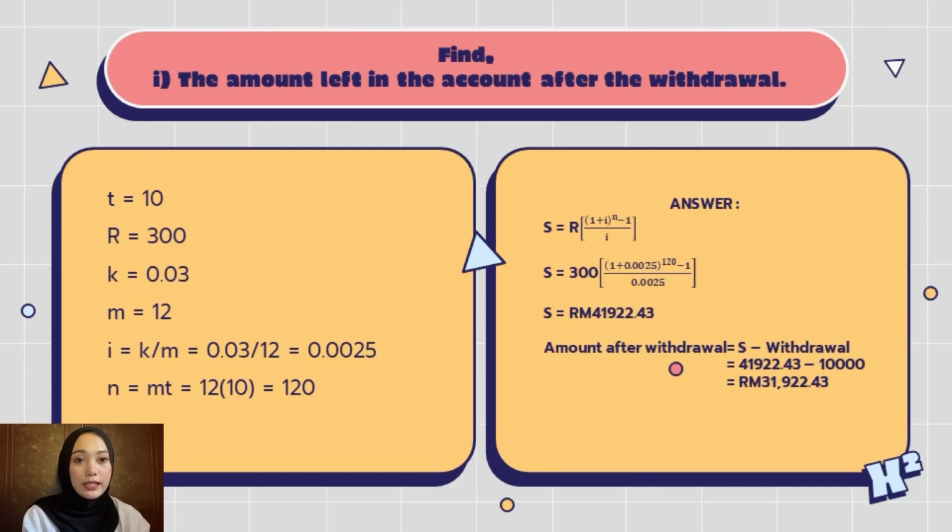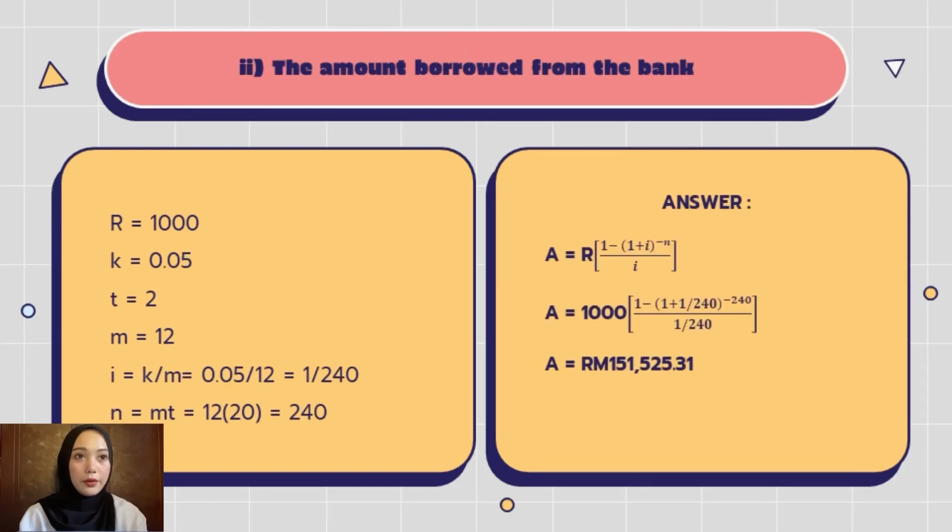First we need to list the given information, which is t equals 10, R equals 300, k equals 0.03, m equals 12, i equals 0.0025, and n equals 120. First we need to find the future value. The future value that I got is RM41,922.43. To find the amount after the withdrawal, the future value needs to be minus the withdrawal amount. So the answer for this question is RM31,922.43.